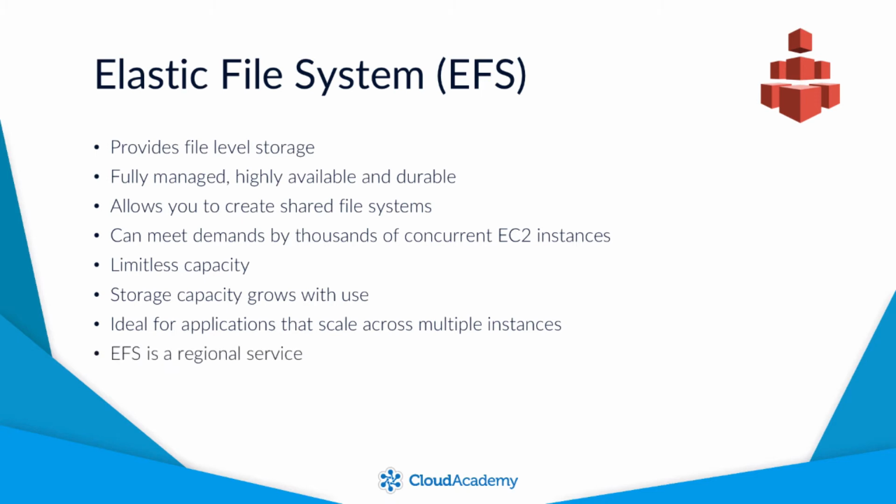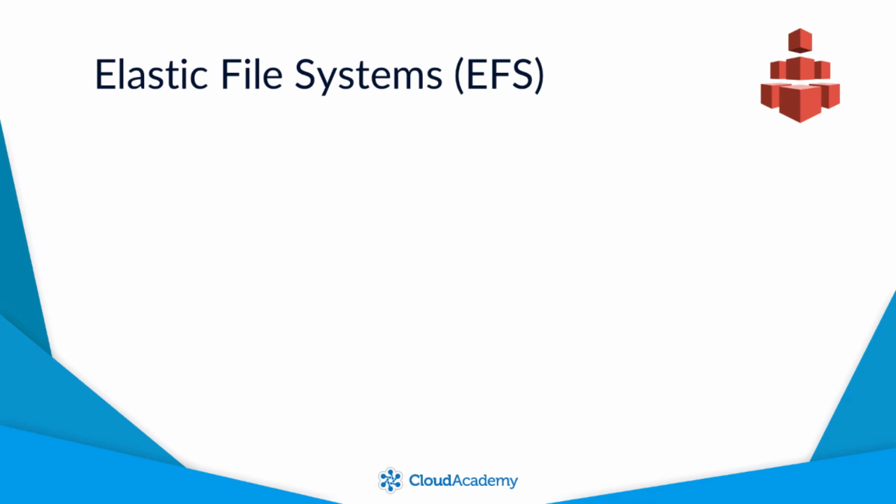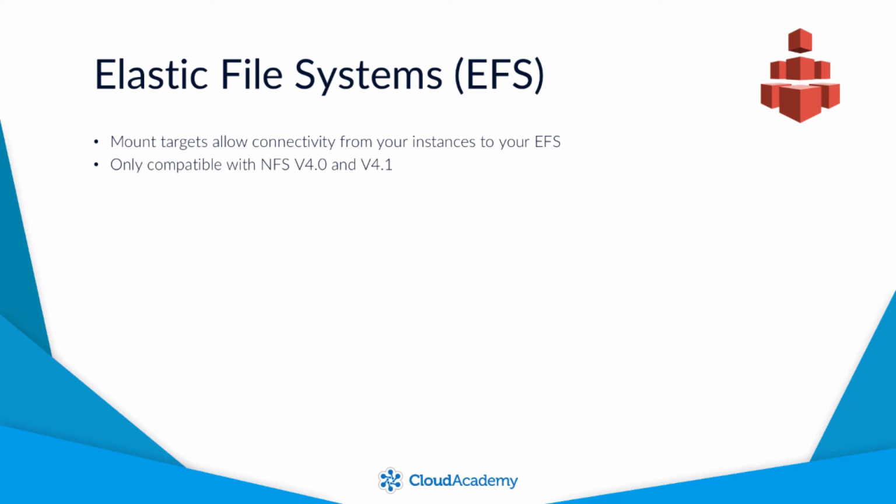EFS is a regional service, and it's been designed to maintain a high level of throughput and very low latency access response. Mount targets allow you to connect to the EFS file system from your EC2 instances using a configured mount target IP address, but this is only compatible with NFS version 4 and version 4.1. EFS does not currently support the Windows operating system.